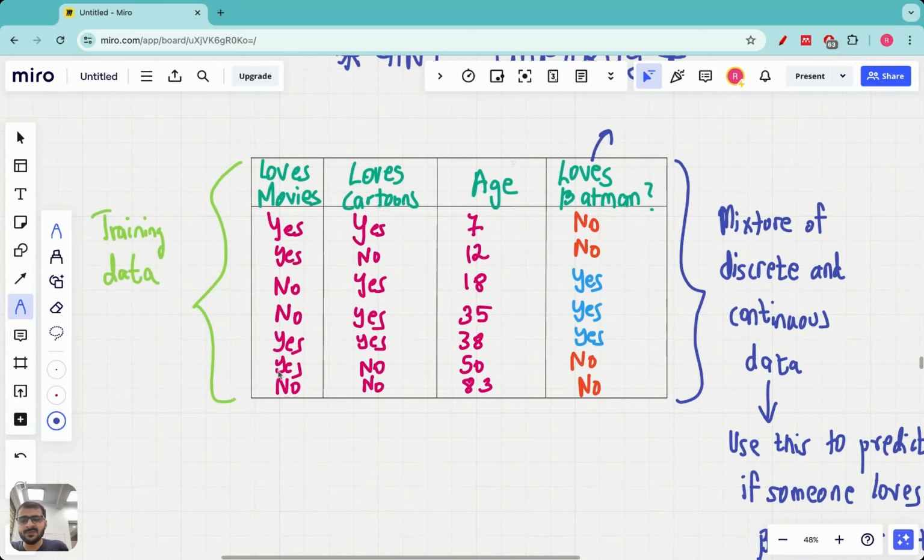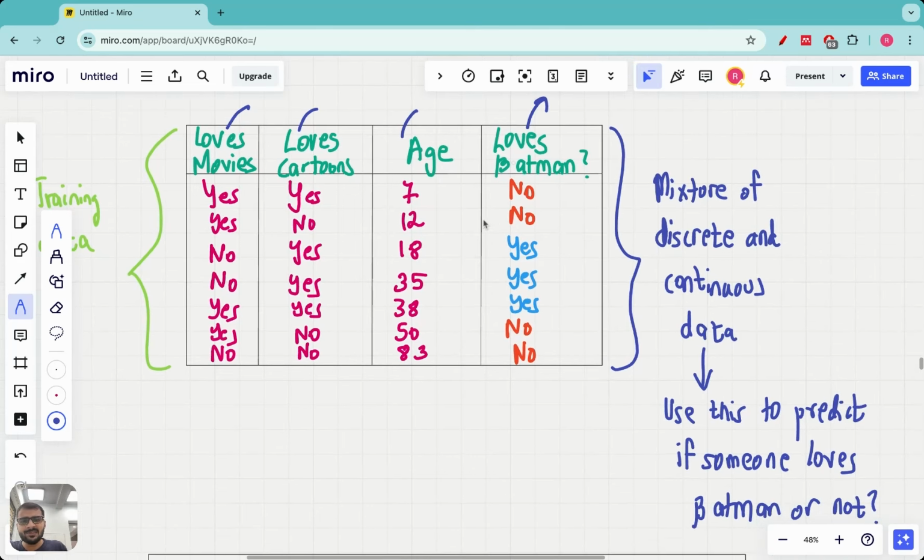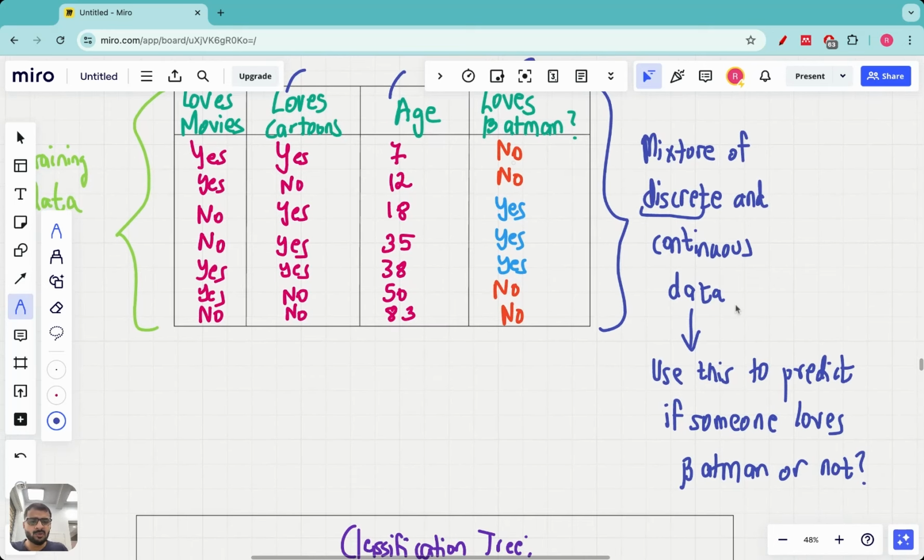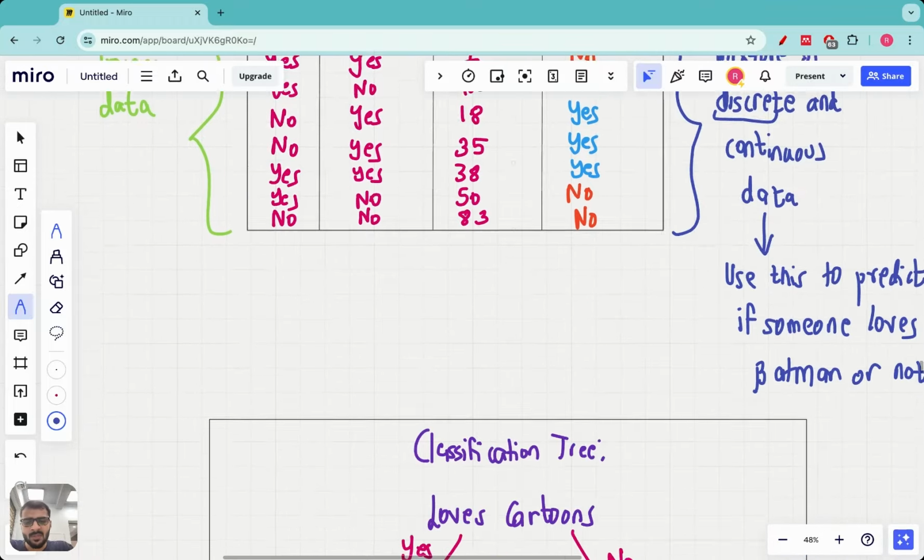We have the training data of seven people and we have collected their answers. For loves movies and loves cartoons, they have answered yes or no, and then we have recorded their age, and then we have recorded their responses to whether they love Batman or not. The goal is that, whenever any new person comes and you collect their answers to the first three questions: do they love movies, do they love cartoons, and what's their age, you can predict accurately whether they will love Batman or not. As you can see, this is a mixture of discrete data as well as continuous data, and we will use this to predict if someone loves Batman or not.